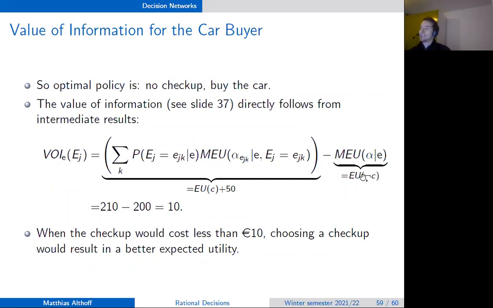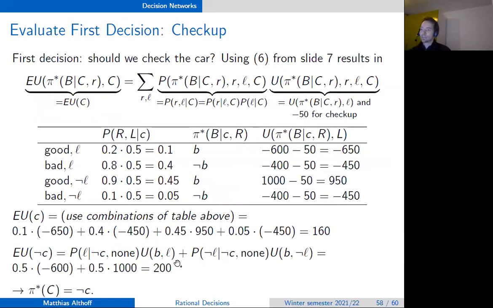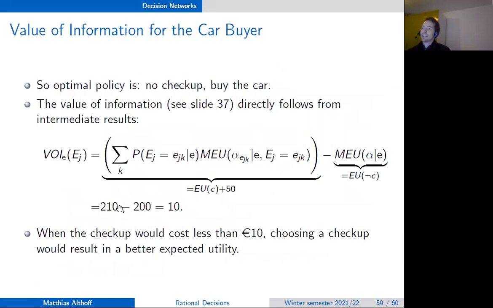And that is then the expected utility when we don't do the checkup. And the value here was 200. So now we just have 160 plus 50 is 210 minus 200. So then we can directly compute the value of information to be 10 euros. So if the report would cost less than 10 euros, it would be better to do the checkup. If it's more expensive, then it would be better to not do the checkup.